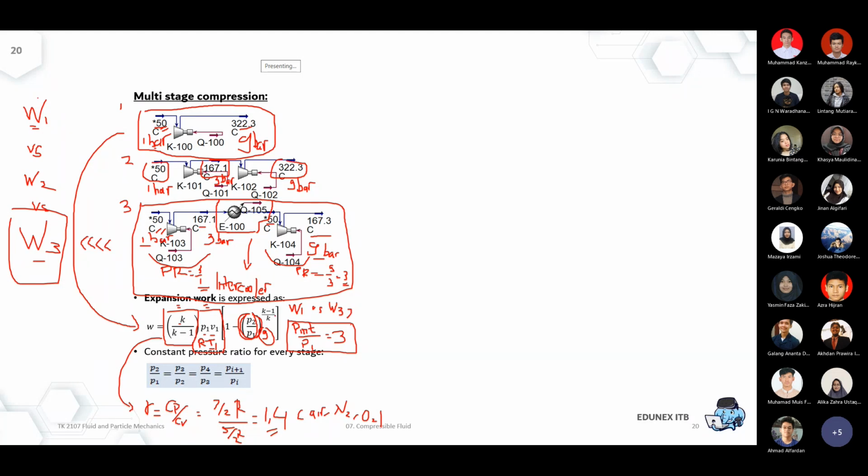Okay, so when I try to compare work 1 versus work 3, the biggest difference would be what is inside the bracket. Okay, what is inside the bracket? Over here, the 3-1 would be less than the process 1 because the pressure ratio between the intermediate and the suction will be 3 instead of 9. Okay, and that will give you a smaller total overall duty.